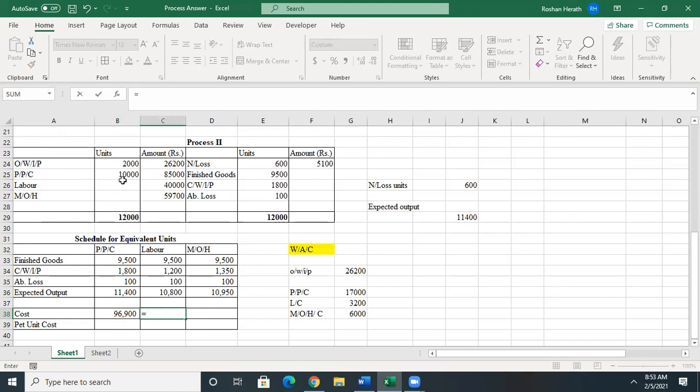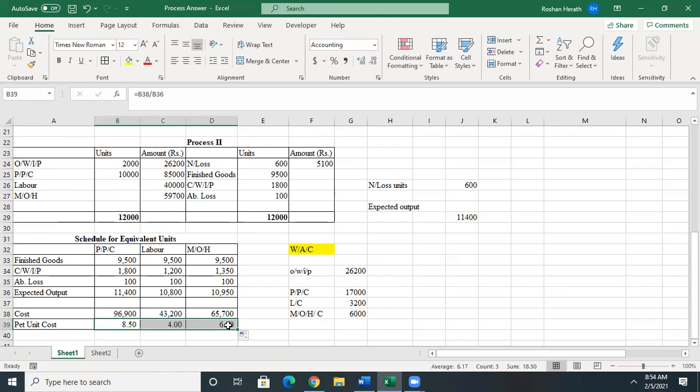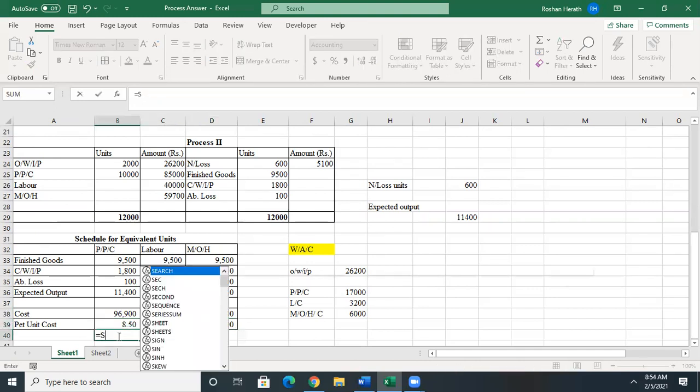When it comes to labor, it's going to be 40,000 plus 3,200. Here we have the manufacturing overhead, 59,700 plus 3,000, so 6,000. Right, okay. We have taken this. Now you can work out the per unit cost. Straightforward. Divided by the unit. 8.5, 4 and 6.